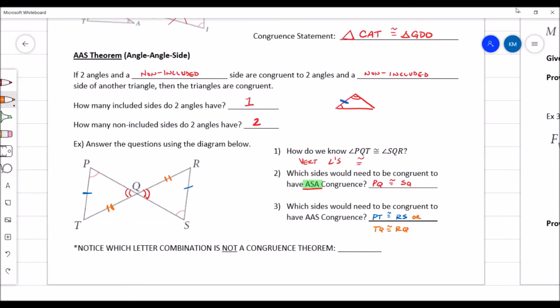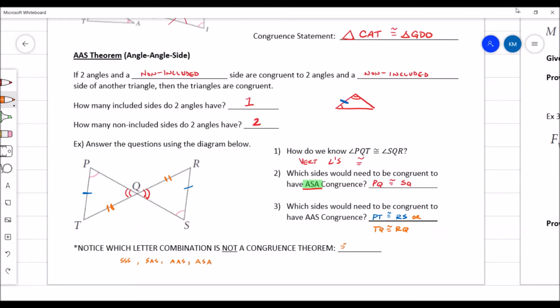Okay, and you'll notice that there's two options here, just like we said, there's two not included sides. So down here at the bottom it says, notice which letter combination is not a congruence theorem. So as we look at all four of our congruence theorems, we've got side, side, side, we've got side, angle, side, we've got angle, side, angle, and we have angle, angle, side.